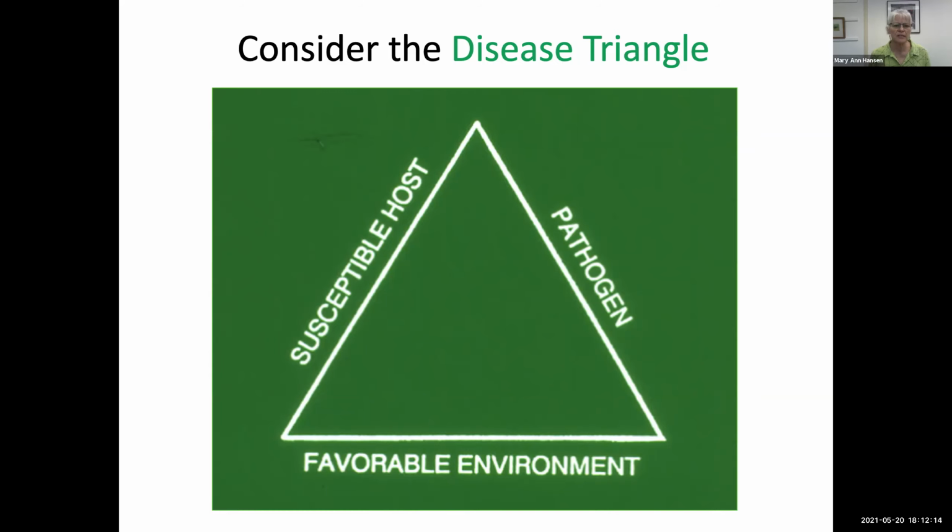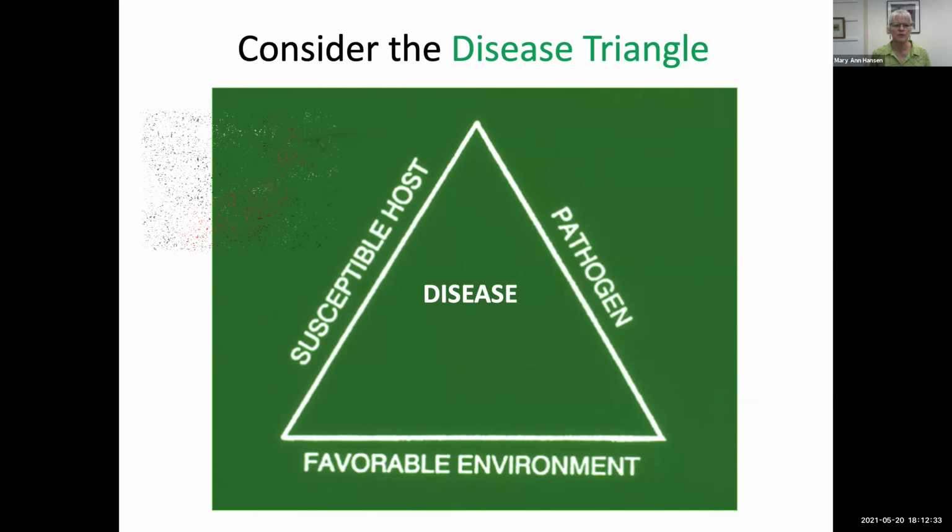And if you have all three sides of the triangle, then you have disease. So you can think of the disease triangle in sort of the opposite way, where if you would break any one side of this triangle, then you would be able to control the disease, because you can't get disease unless you have all three.